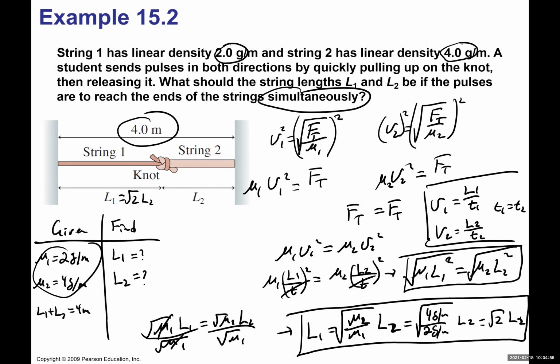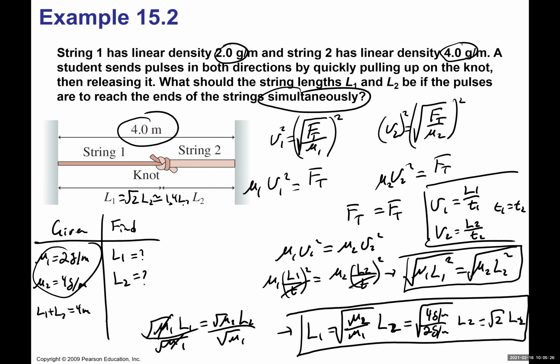So square root of 2 is basically 1.4. So it's roughly 1.4 times longer than L2. That's why the pulse in string one is moving faster, but it is covering a longer distance. So that's why it takes the same time, even though string two is shorter and string one is longer, but it takes them exactly the same time. Only under this condition can it.